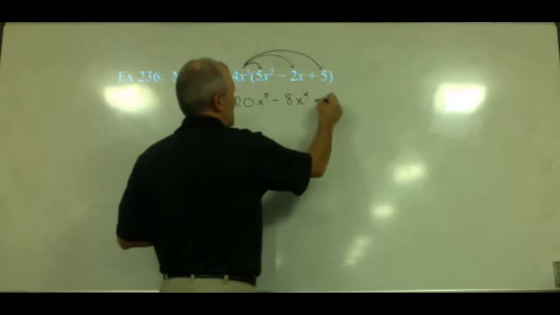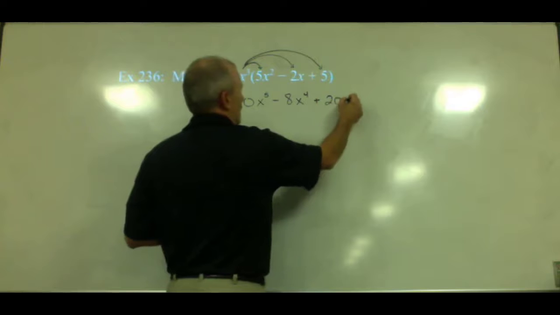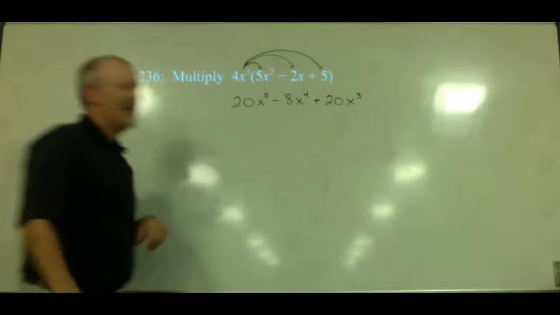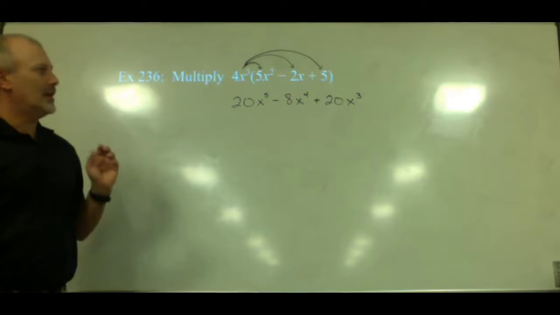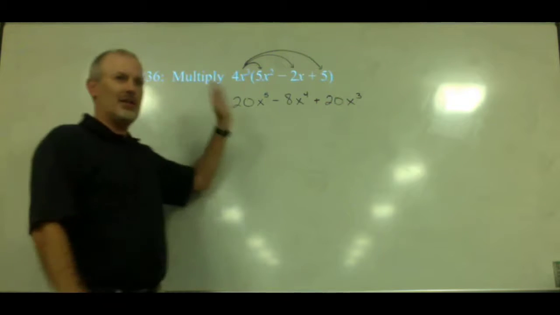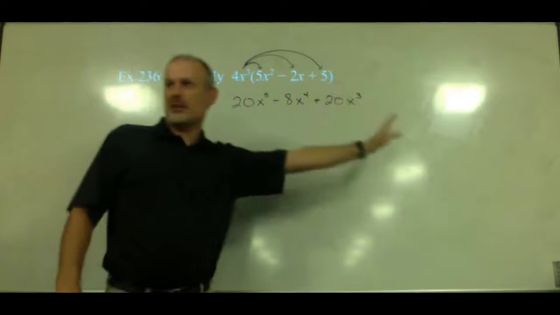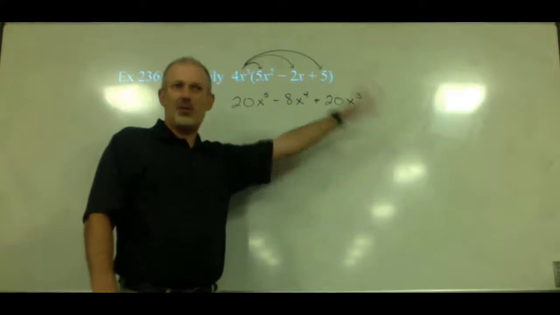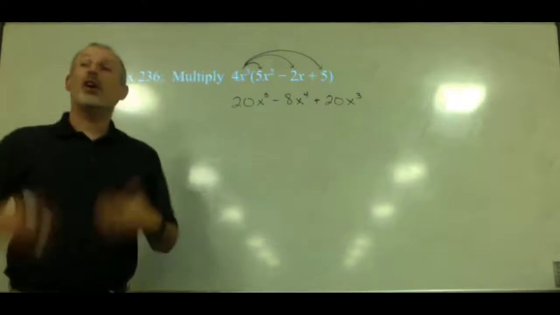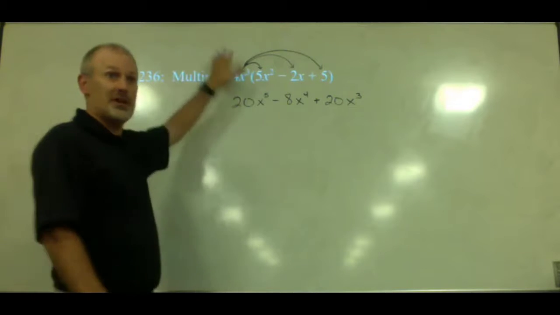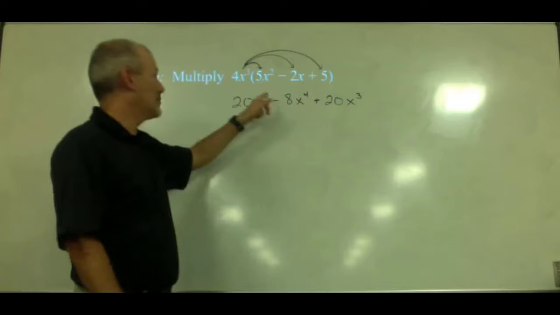20 plus 20x cubed. And again, when we write our answers, try to write it in order from biggest exponent to smallest exponent. I don't know if the computer will count you wrong for that, but that's what we call standard form. We call it descending order, from the biggest one to the smallest one. The exponents 5, 4, 3.